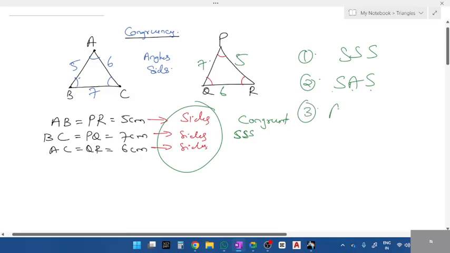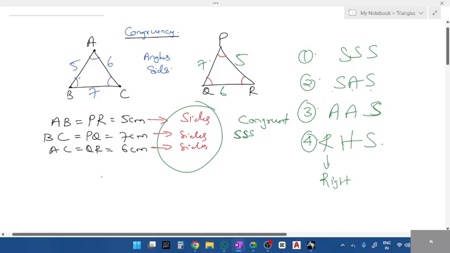Third type, angle side angle. What do you mean by this? Two angles should be same and one side should be equal. Same in the sense equal, that's it. Fourth type, RHS. What do you mean by RHS? R stands for right angle.